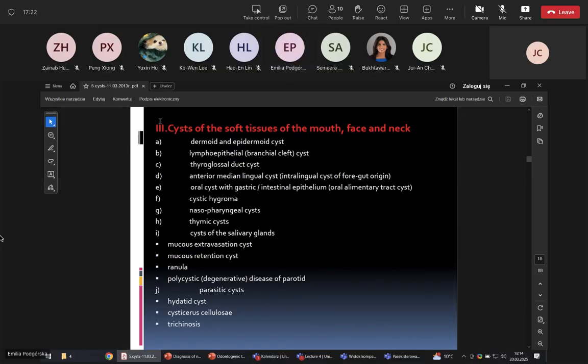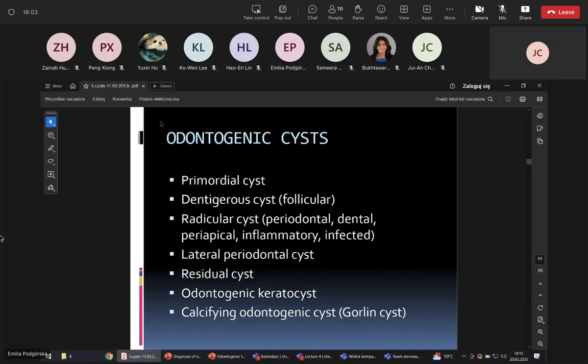Dermoid and epidermoid cyst, lymphoepithelial cyst, thyroglossal duct cyst, anterior median lingual cyst, oral cyst with gastrointestinal epithelium, cystic fibroma, nasopharyngeal cyst, thymic cyst, cysts of the salivary glands, mucous extravasation cyst, mucous retention cyst, ranula, and polycystic degenerative disease of the parotid. And parasitic cysts, hydatid cyst, cysticercosis, and trichinosis.